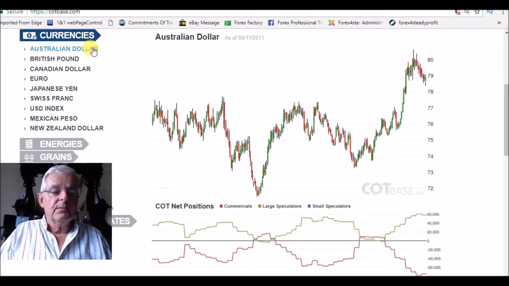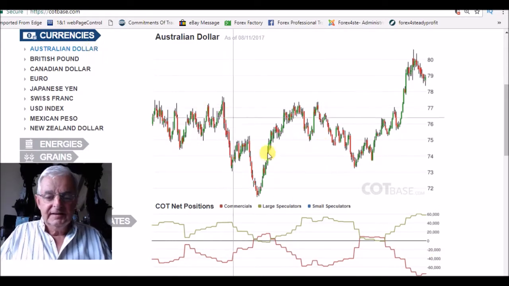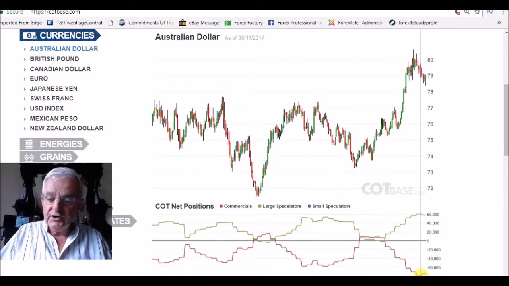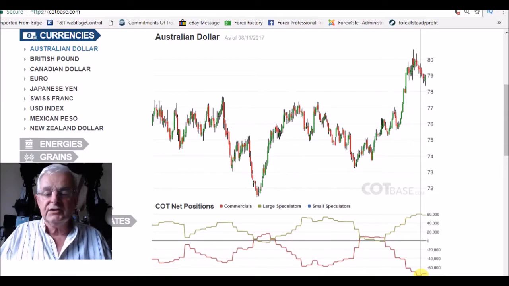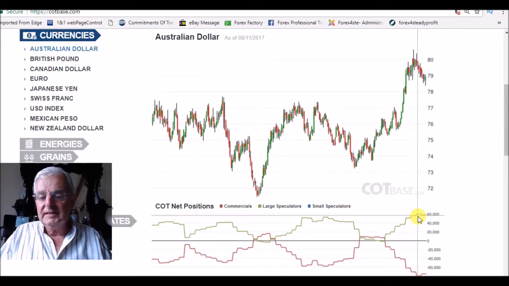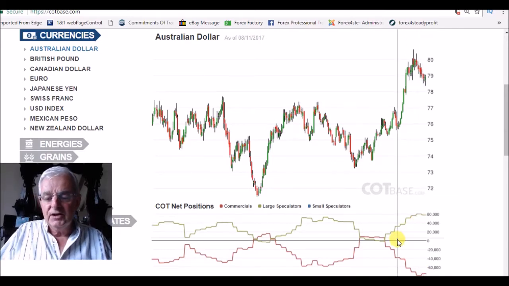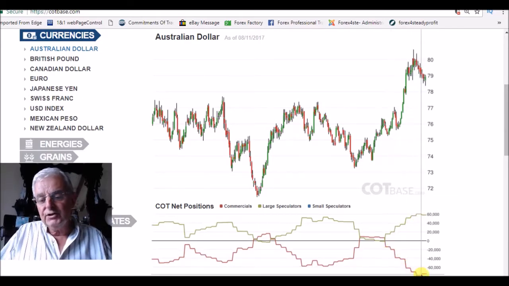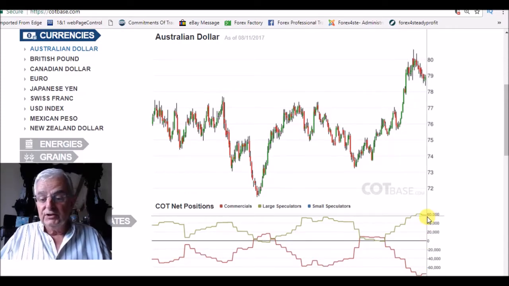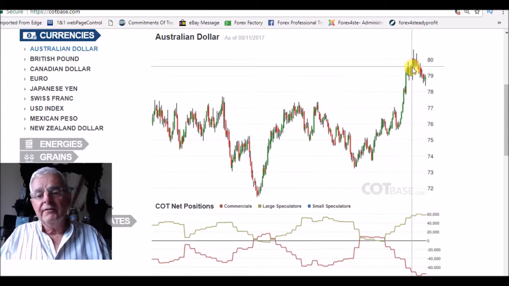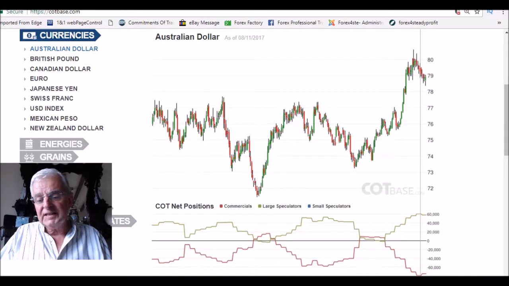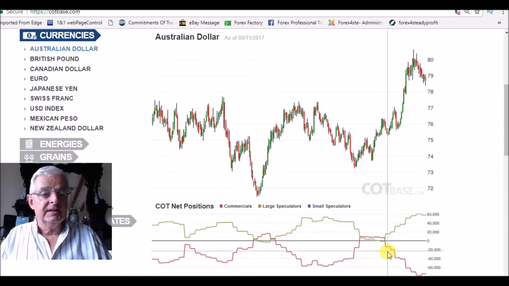Right, and we're going to start with the Australian dollar as ever. The commercials are heavily off the chart bearish of the Australian dollar, and they've started just to come off a little bit, as have the speculators. But the commercials are far more bearish than the speculators are bullish. We've seen it come off the highs, and we've seen the commercials take a little bit of profit.